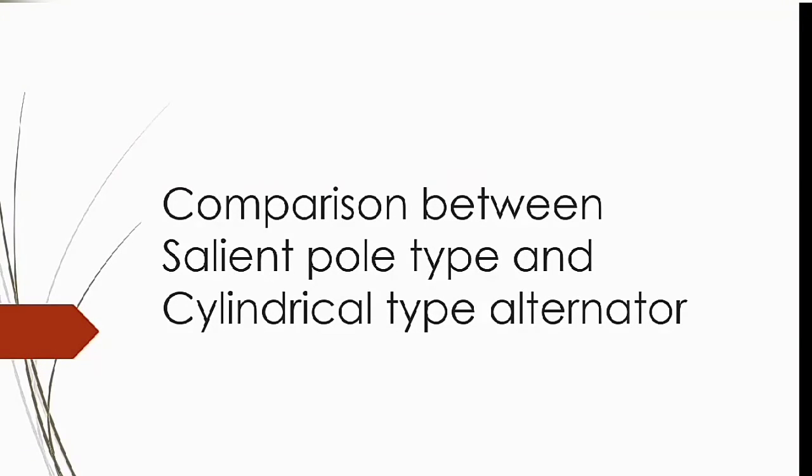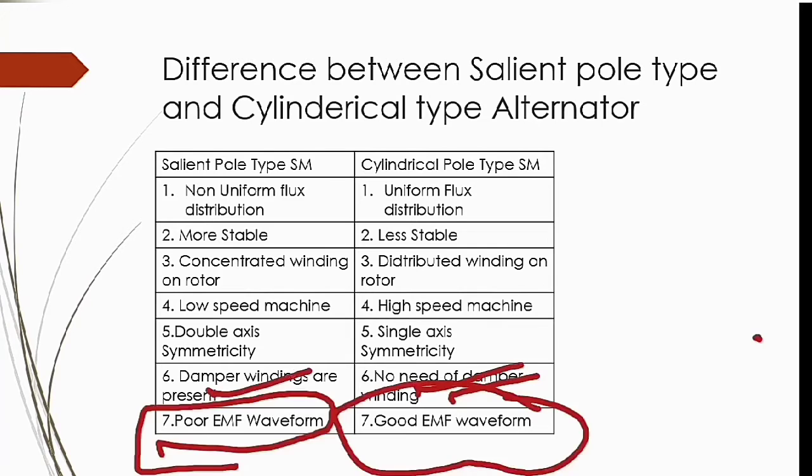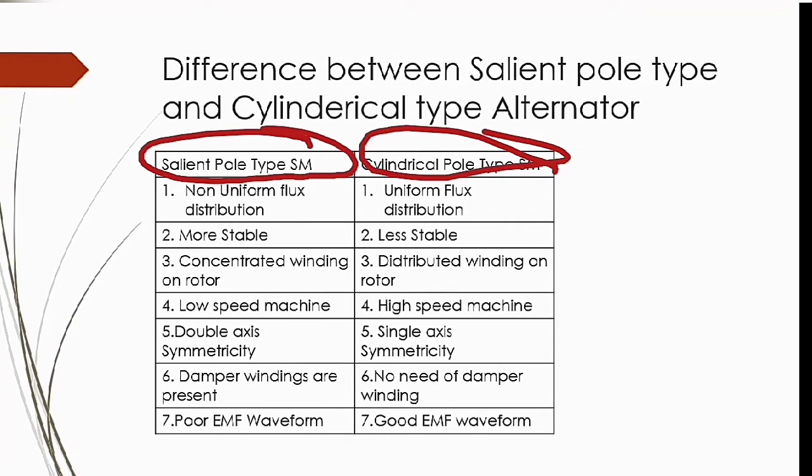So we start with the comparison between salient pole type and cylindrical type alternator. This is the difference between salient pole type synchronous machine and cylindrical pole type synchronous machine. The first difference is non-uniform flux distribution for the salient pole type synchronous machine, while in the cylindrical pole type synchronous machine it is a uniform flux distribution. The second difference is that the salient pole type synchronous machine is more stable as compared to the cylindrical pole type synchronous machine.